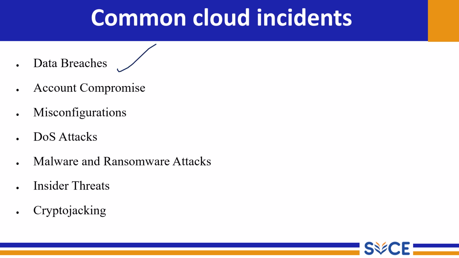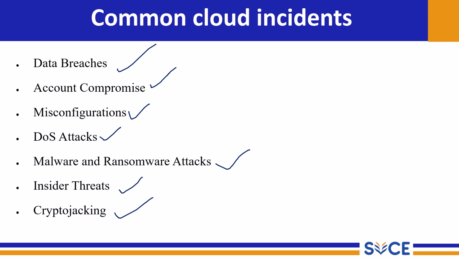Here they have given some of the common cloud incidents. First, data breaches. Second, account compromise. Third, misconfiguration. Next, DoS attacks, then malware and ransomware attacks, then insider threats, and the last one is cryptojacking. Apart from that, there are tools for common clouds like AWS, Azure, GCP, or cross-platform ones like Palo Alto, Prisma, Sumo, CrowdStrike. All of these also come under cloud incident response.